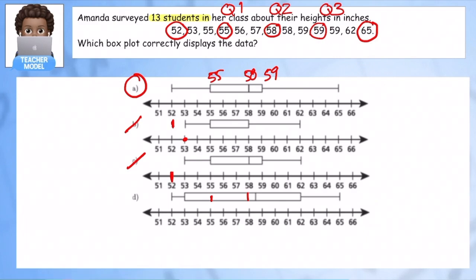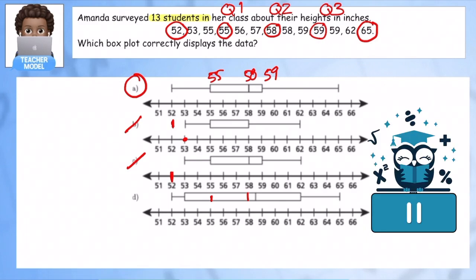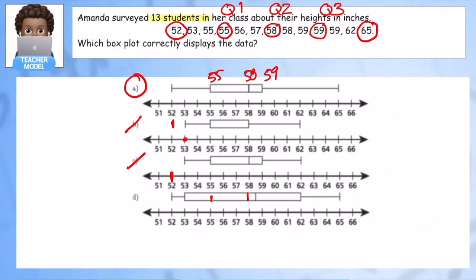Hit pause and jot this down. You can see how me being able to find my key information in that list really helps me identify which box and whisker plot is the correct one in the set.